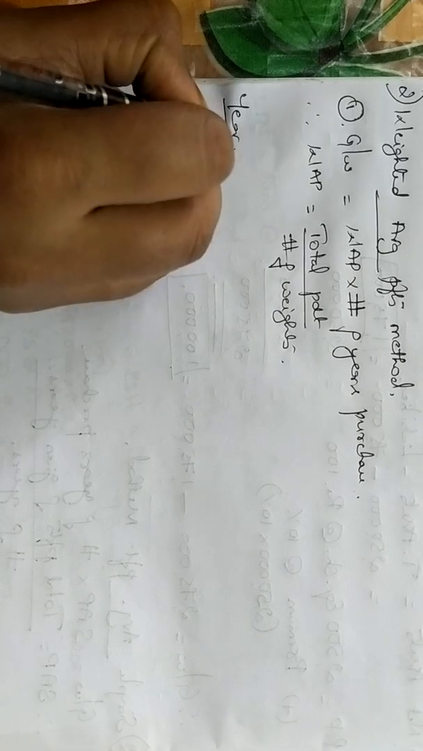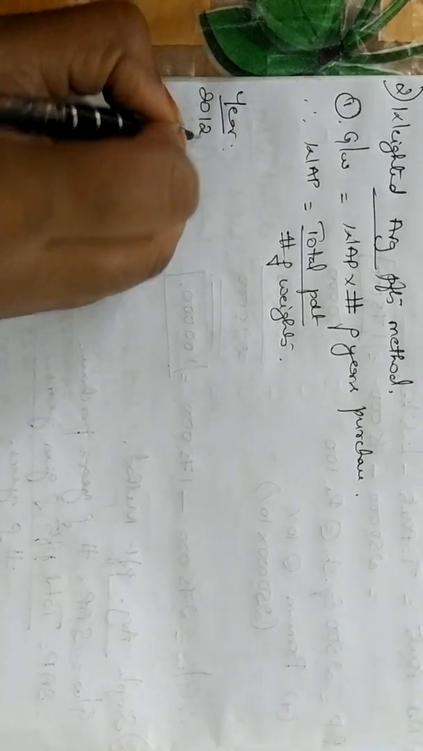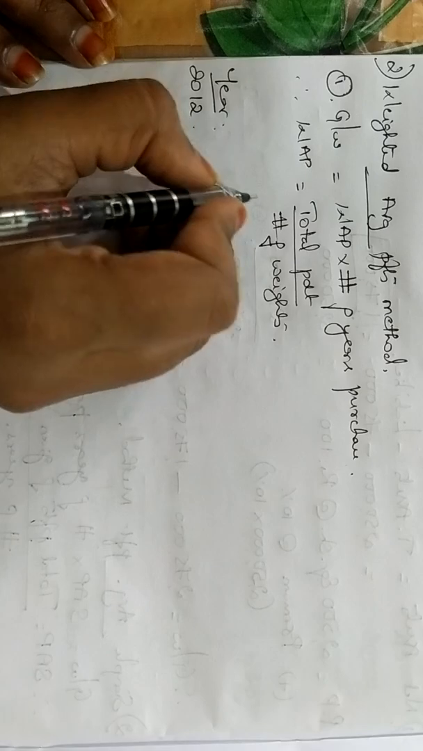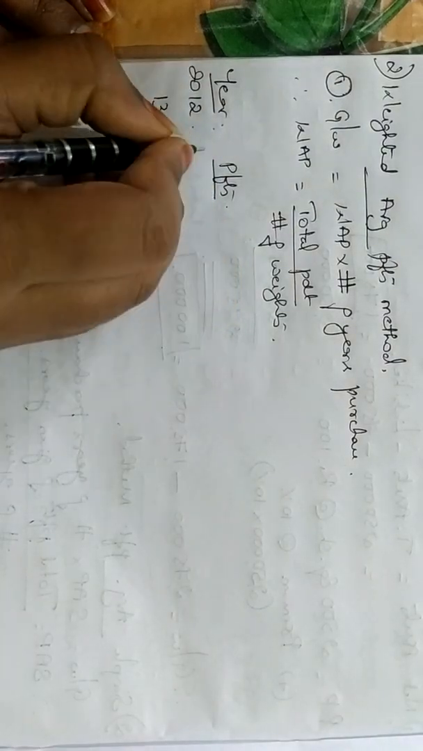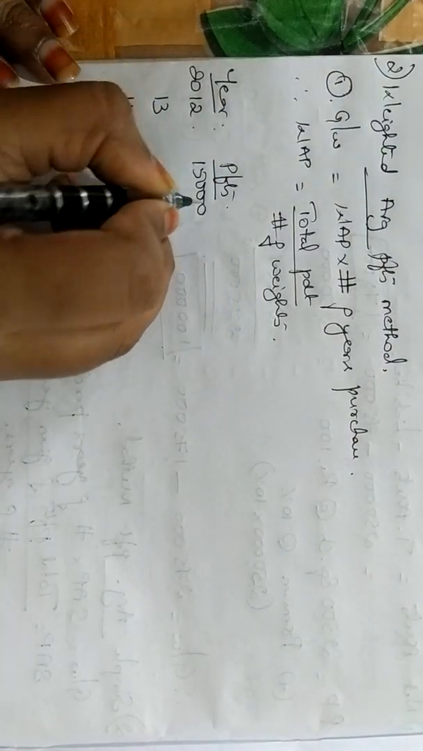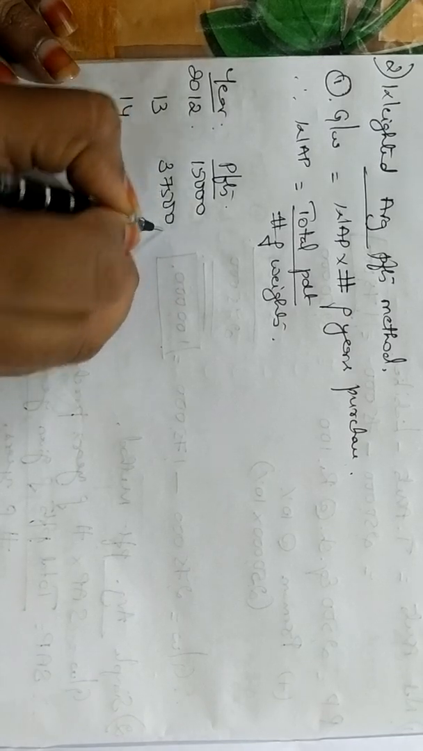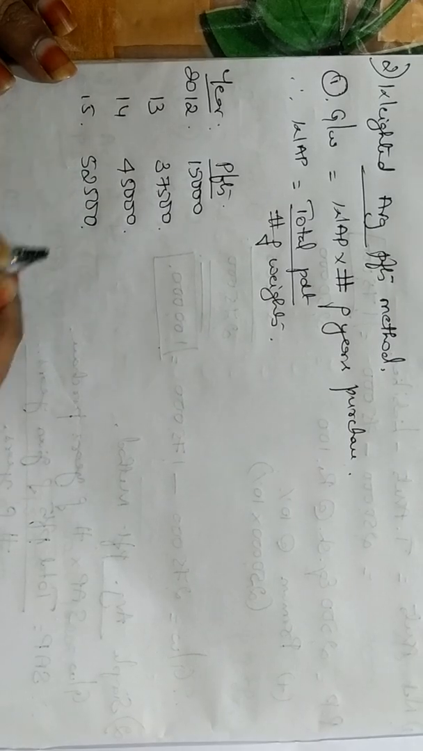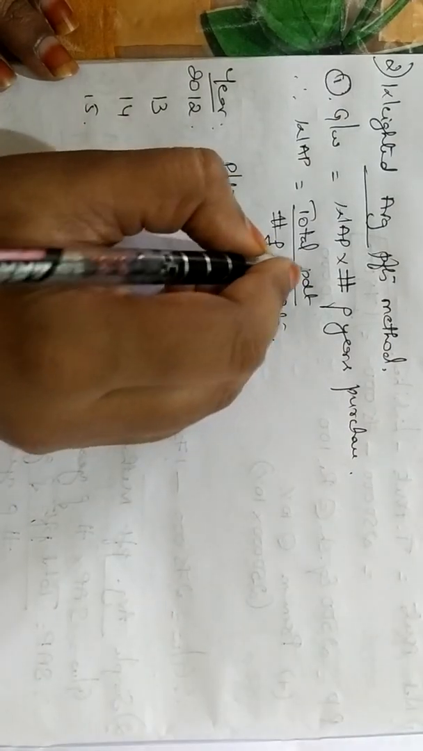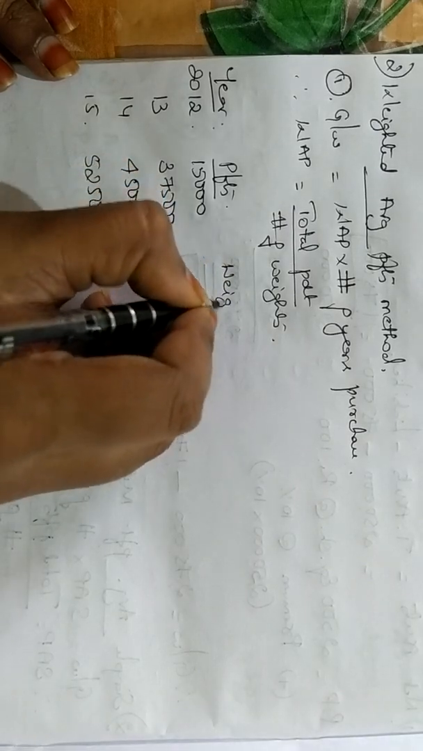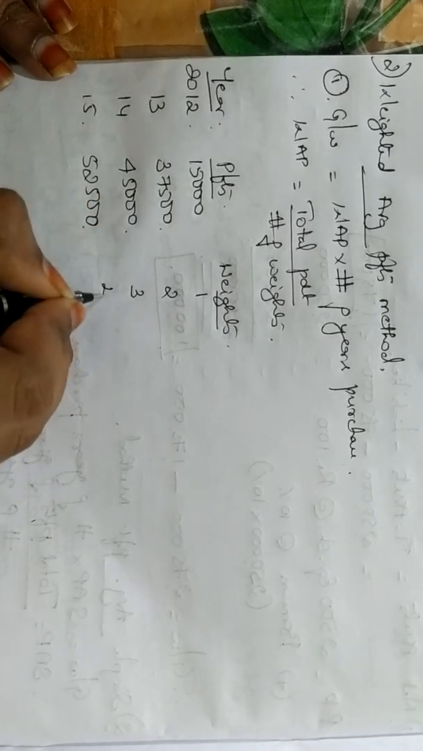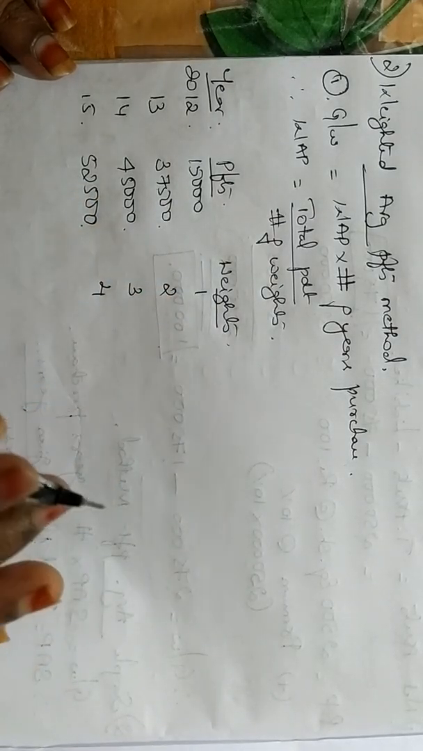So I am writing here years. I have here starting from 2012, 13, 14 and 15. 4 years. And then the profits that they have told are 15,000, 37,500, 45,000, 52,500. Now, total product. If you have to find out total product, you should first assign the weights. Weights they have told, take 1, 2, 3, 4. If this is not given also, we will take 1, 2, 3, 4 only.